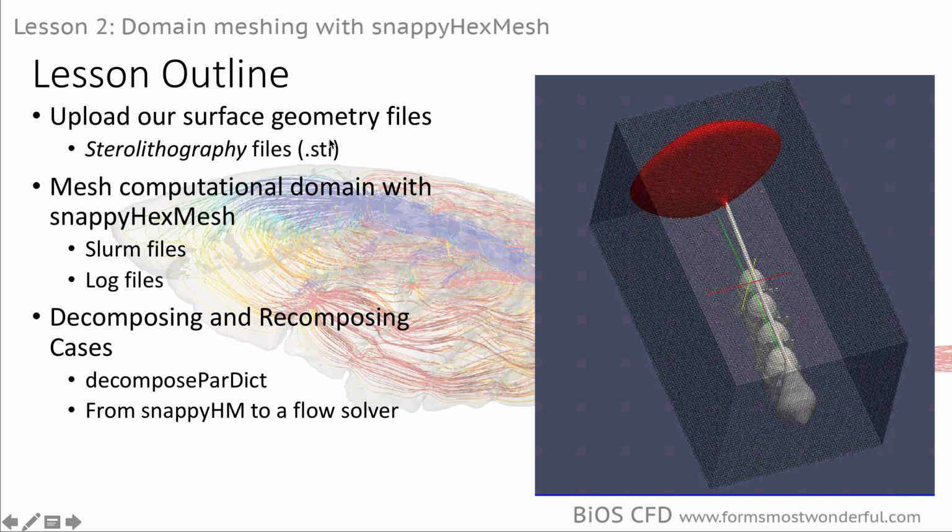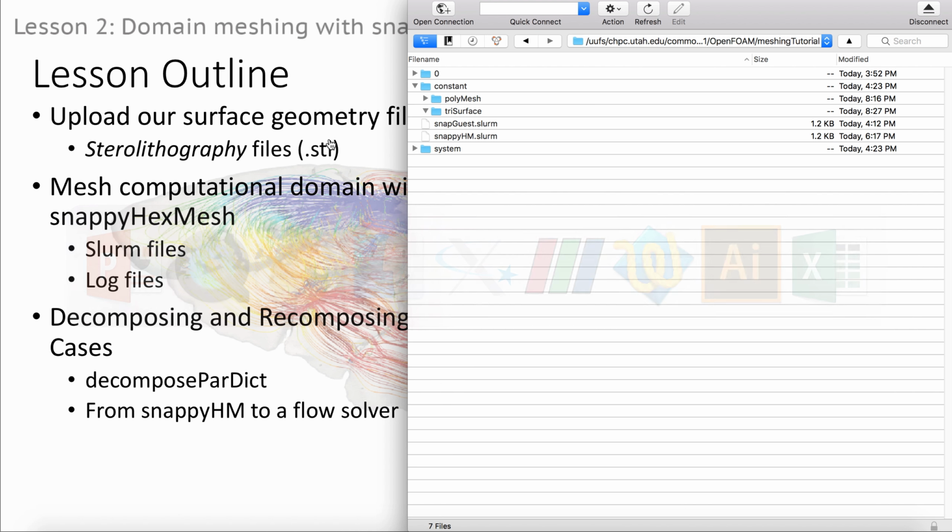To do this, you need to upload your surface geometry files, and usually you use a stereolithography, or STL, file. So you want to use some sort of file transfer software. CyberDuck is great for Macs, WinSCP is great for a PC, and hook that up to your system if you're working on a cluster that's off your home computer. If you're working on your home computer, on your terminal, you don't have to do this step. But these files need to be in the triSurface directory, which is inside constant.